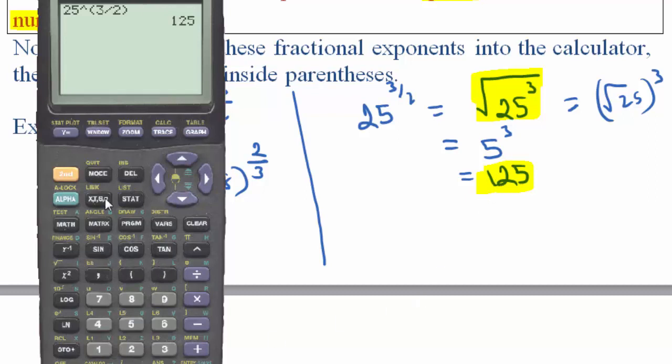Now, can the calculator also enter in the square root of 25 cubed? Sure. You can just hit the square root button, which is second x squared, and then I would do 25 cubed, right? So the square root of 25 cubed is also going to give me 125. All right. So either way, you'll get the correct value there.